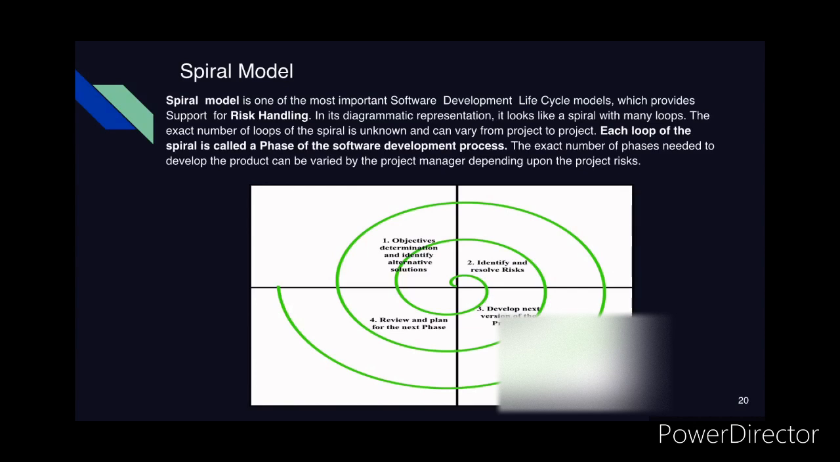So if we are having four spirals or four loops in a spiral model, then it means that we are having four different prototypes or releases of a software, which in fact solves all the risks which come while developing the software.